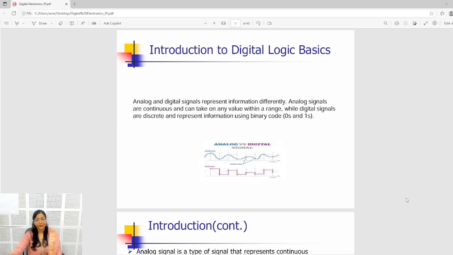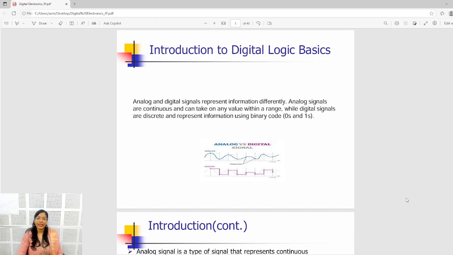Proceeding further, firstly, when we discuss digital electronics, what is digital electronics? We need to understand what existed prior to digital electronics. So it is how we progress in technology. Analog electronics we talk of, and then we talk of digital electronics. We will compare the two of them as well.